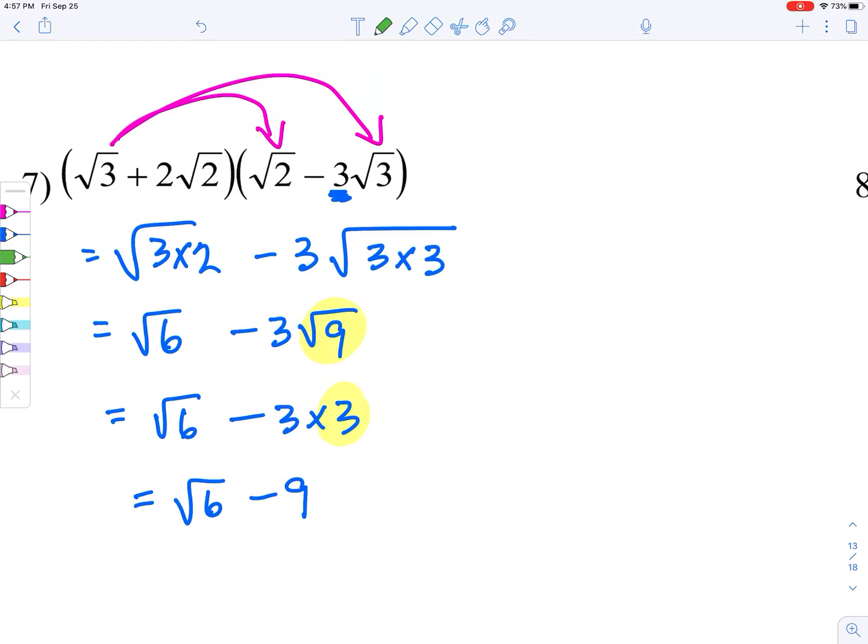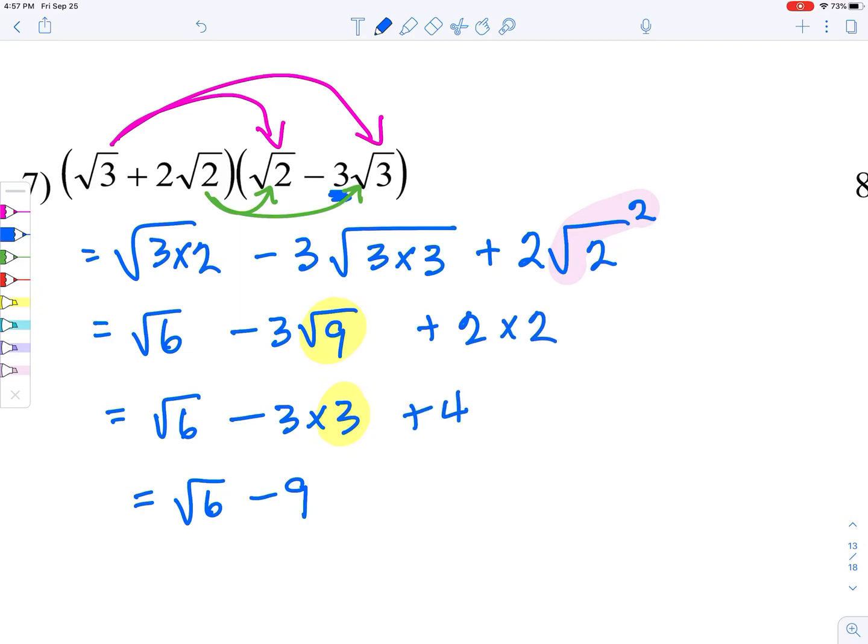But this is a double distribute, so I got to remember to do these ones as well. So plus 2 stays out front. Inside, really, I'm going to do it a different way for this one. Root 2 times root 2 is root 2 squared. And you might remember that the square and the square root cancel each other out. So this would be the same as plus 2 times 2. So that's going to be a 4.